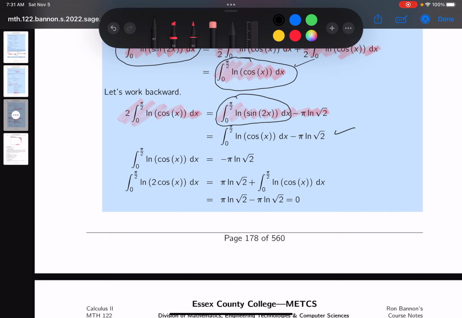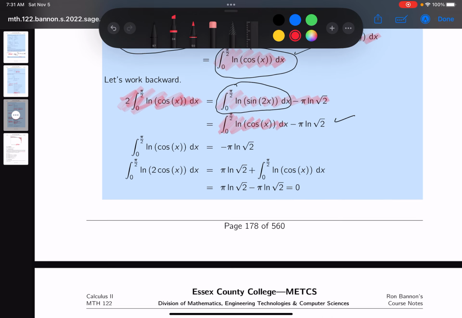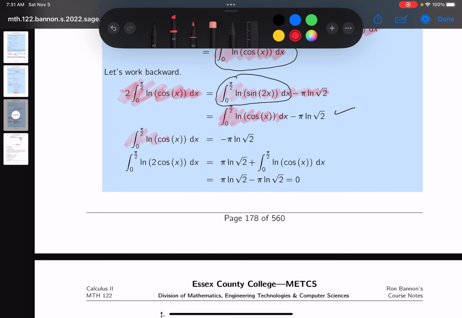And then what do I do? Well, what I do is I notice that on each side of the equation, it's this integration that I don't know. On one side there's 2, the other side there's 1, so I just subtract it from both sides, and I get this over here. And now I know the value of that integral, all right? So what do I do now? I keep going backward, all right?